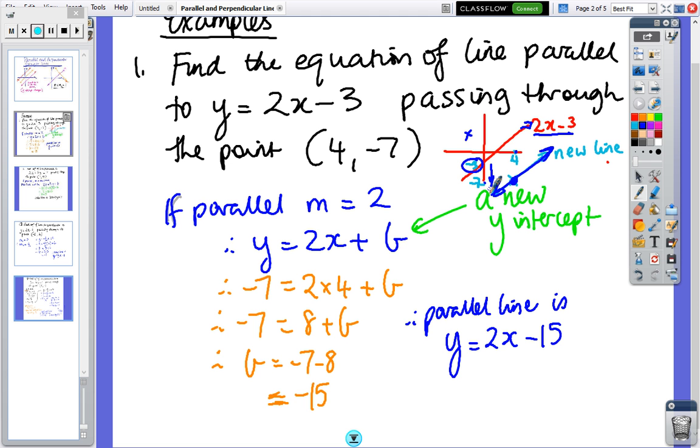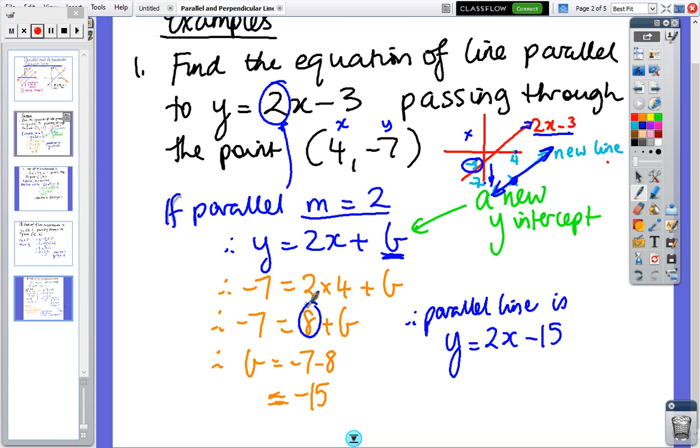Okay, so if they're parallel, the gradient is 2. Where do we get that number from? It's just the coefficient there. So if it's parallel, it has to have the same gradient. So it's going to be a new equation, and all we're going to do is just find the new value of the y-intercept. And how we find that, we just plug the values of y and x in, and the b value will be evaluated that way. So put the y and the x in the equation, simplify.